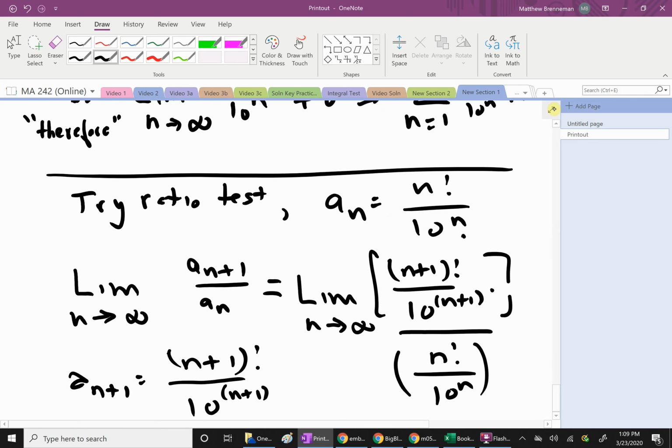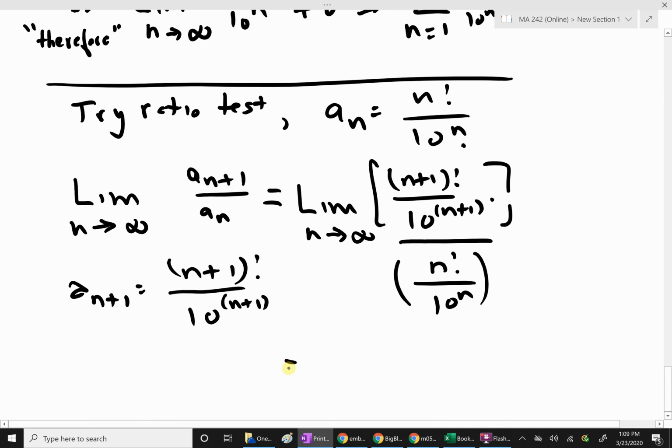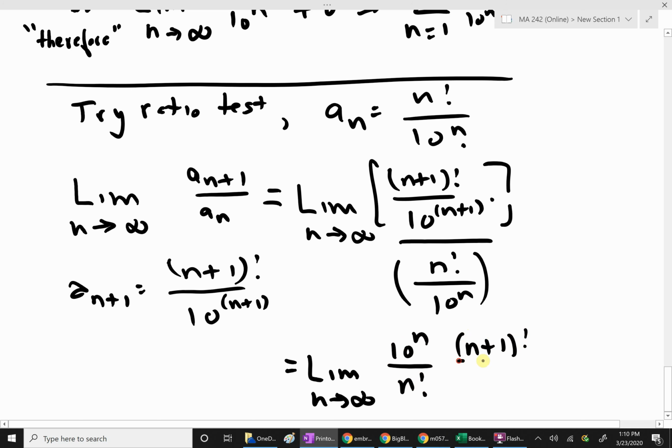And we know never divide by a fraction, multiply by its reciprocal, right? So this is going to be the limit as n goes to infinity. I'm going to bring this guy upstairs and flip him, so he becomes 10 to the nth over n factorial, times (n plus 1) factorial over 10 to the n plus 1. Now I have to simplify. Before I go any further, any questions about where we're at right now? How we got here? Any steps?